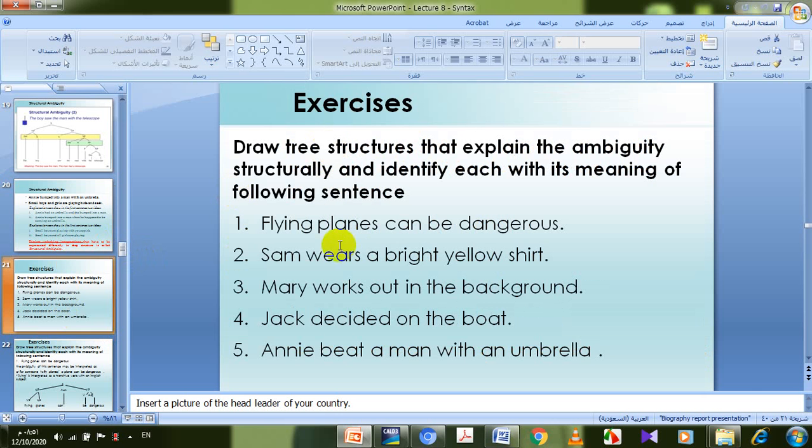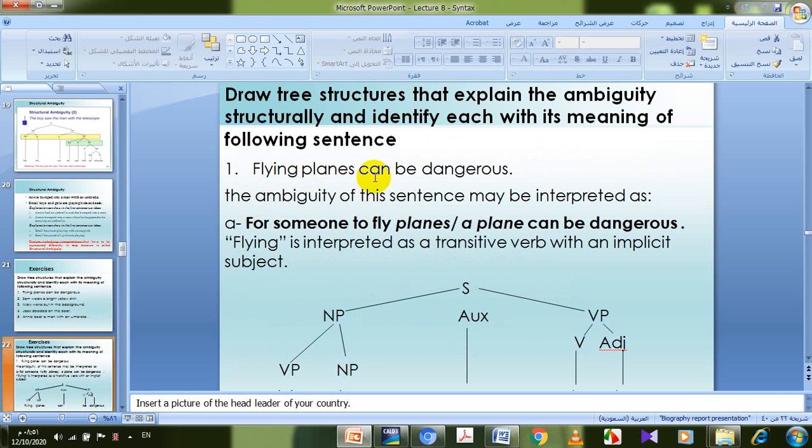Okay, exercises. Flying planes can be dangerous. Sam wears a bright yellow shirt. Mark works out in the background. Jack decided on the boat. Annie beat a man with an umbrella. So we have different examples. Let's see one of them: flying planes can be dangerous.